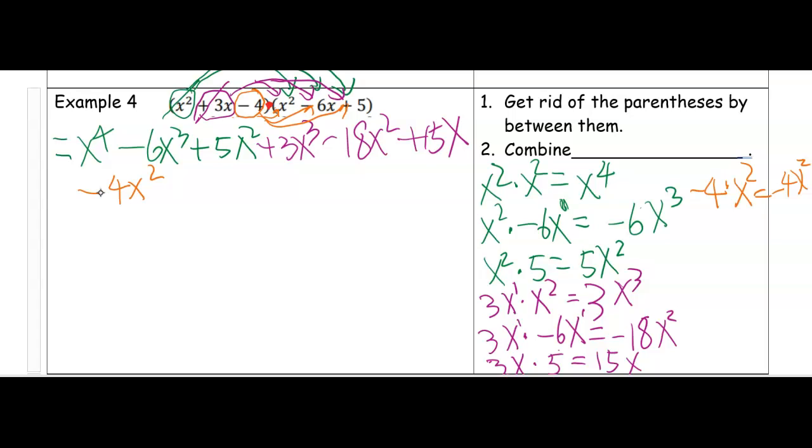Next one, negative 4 times negative 6x. Number part, negative 4 times negative 6 is positive 24. X part is just x. It's positive 24x. Okay. Last arrow is negative 4 times positive 5. Two numbers, just multiply them, which is negative 20. So I finish distributing the last guy in the first house.